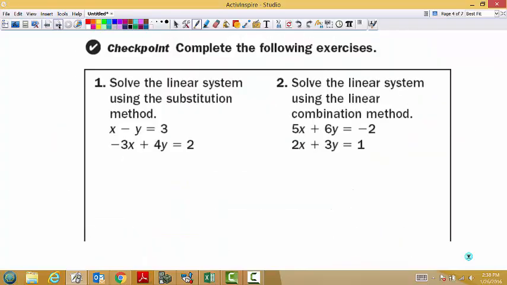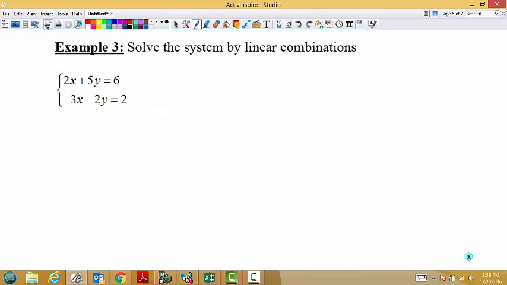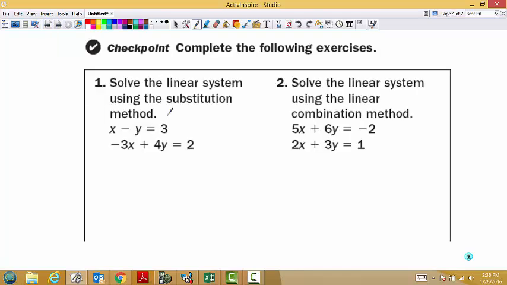Before I do the elimination method, I'm going to let you try checkpoint number 1, which I think is on the next page. Pause me for a second. Try number 1. Okay, unpause me.